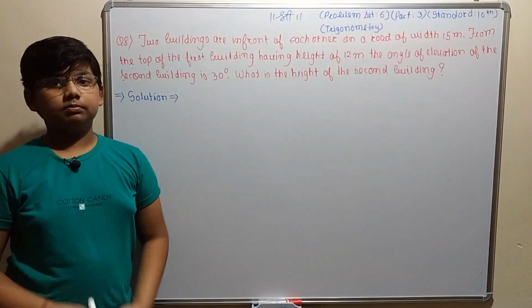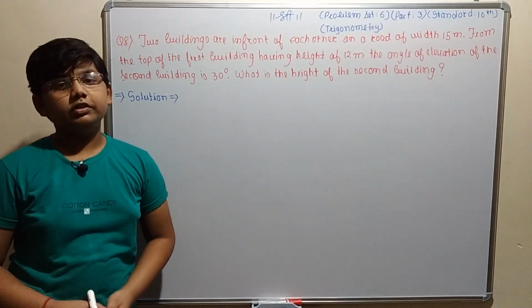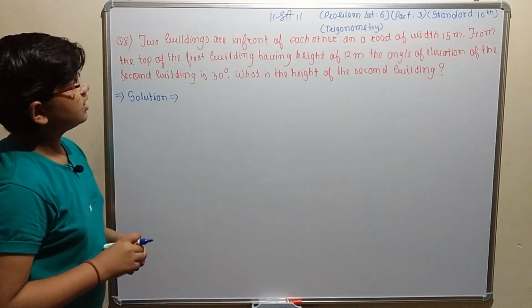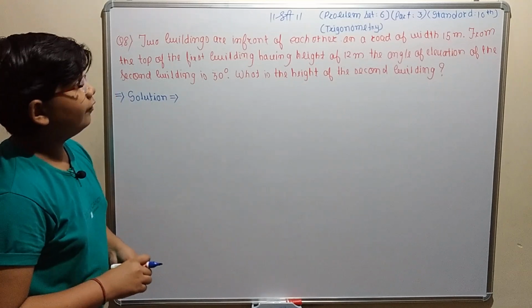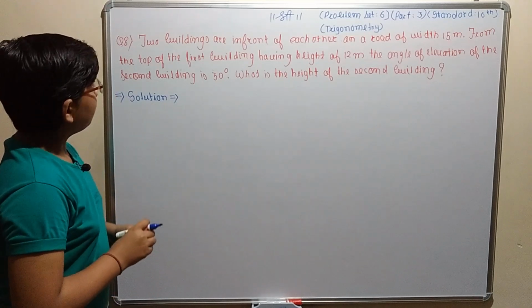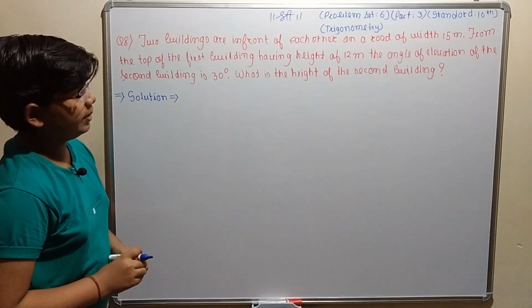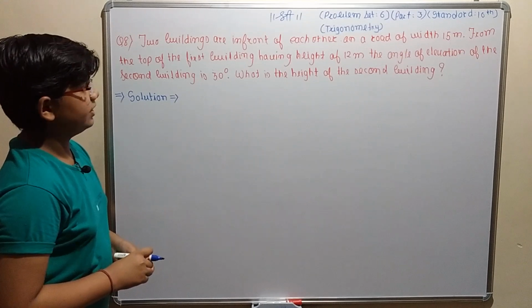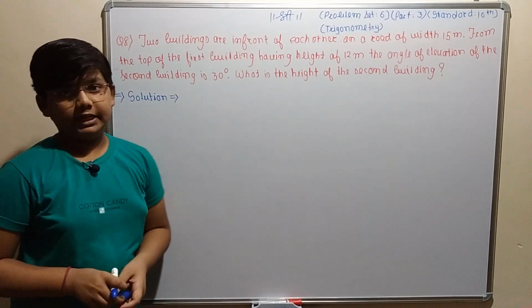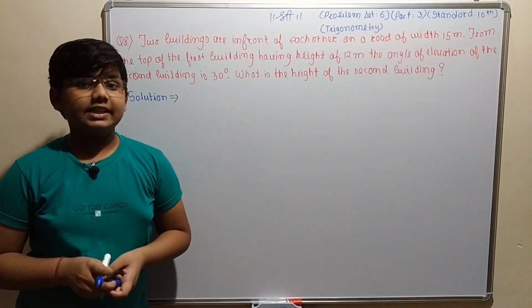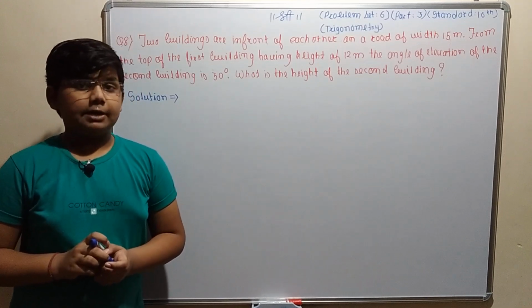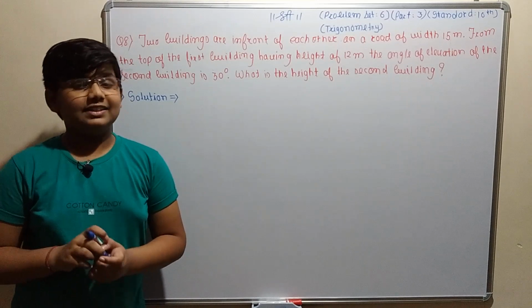Now this is our question number 8. Now what is question number 8? Two buildings are in front of each other on a road of width 15 meters. From the top of the first building having height 12 meters, the angle of elevation to the second building is 30 degrees. What is the height of the second building? From this question only we can say that the first building has a height shorter than the second building. That means the second building is much taller.